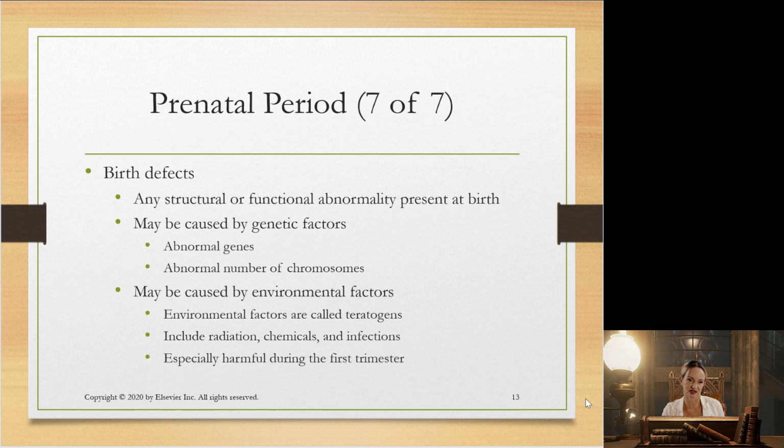Now, what are birth defects? Birth defects are any structural or functional abnormality present at birth. They may be caused by genetic factors such as abnormal genes or an abnormal number of chromosomes. It could also be nutritional deficiencies during pregnancy. Then we have external factors, which could be environmental factors called teratogens, and these include radiation, chemicals, and infections. And all of this is especially harmful during our first trimester.